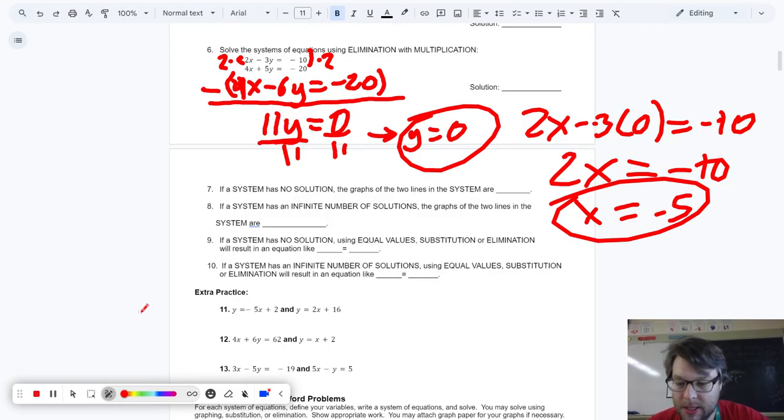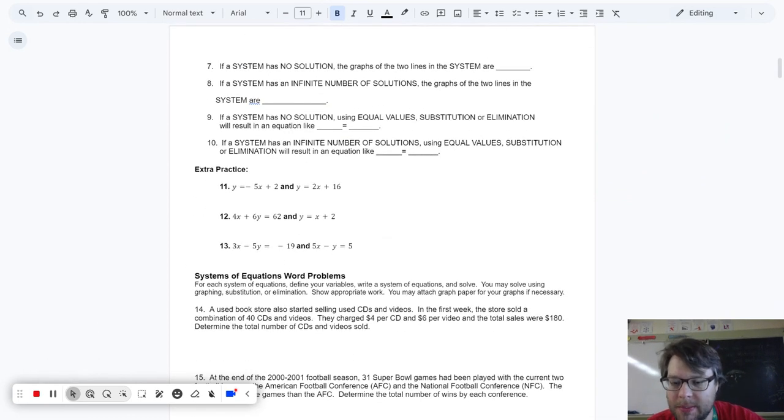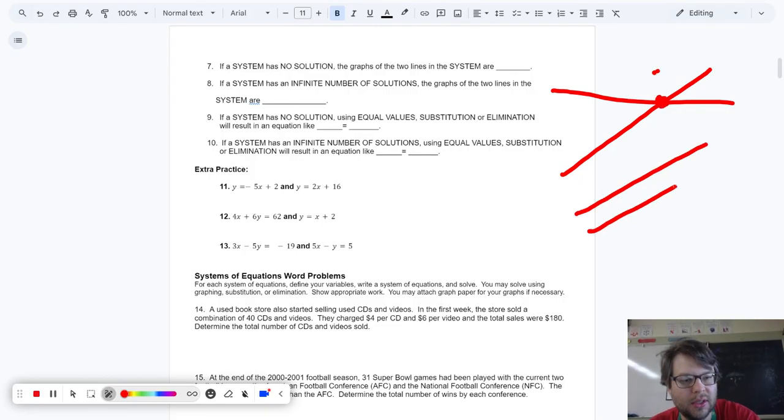All right. Just a few other questions. Sort of more conceptual thinking. If the system has no solution, the graphs of the two lines in the system are blank. So here's what it looks like when we solved by graphing and we found a solution. The lines intersect. So what would it look like if there's no solution? The lines are parallel. Okay? No solution is parallel. One solution is intersecting. So that's the answer to question 7.